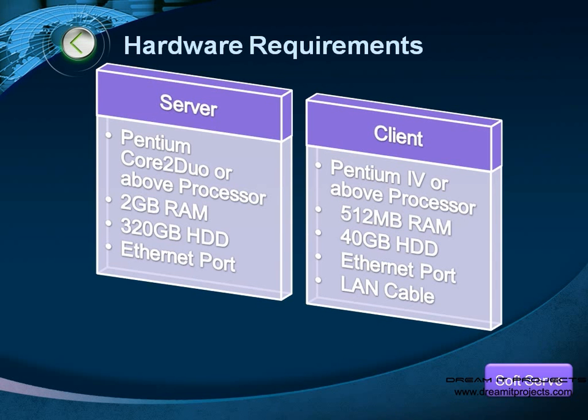Now we have categorized them into two parts, that is a server and a client. If it's a server, it should have a Pentium Core 2 or above processor and minimum 2 GB RAM. This is the minimum configuration that is required. The maximum can be anything, but at minimum your server should support this much processor, this much RAM, this much hard disk. And for the client, it's a Pentium 4 or above processor, 512 MB RAM, 40 GB hard disk, Ethernet port and a LAN cable.